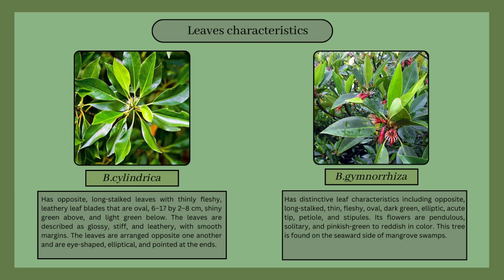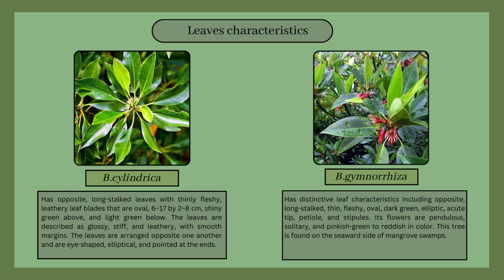For the leaf characteristics, Bruguiera cylindrica has opposite long-stalked leaves with thinly fleshy, leathery leaf blades that are 6 to 10 by 2 to 8 cm, shiny green above and light green below. The leaves are described as glossy, stiff, and leathery with smooth margins. The leaves are arranged opposite one another and are elliptical and pointed at the end.